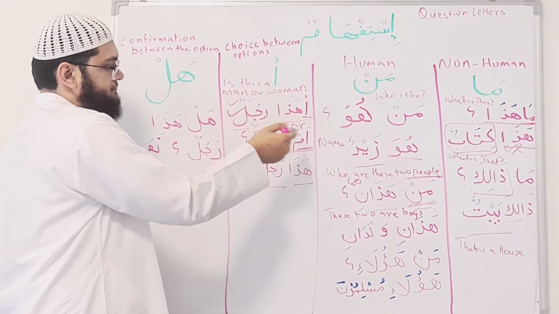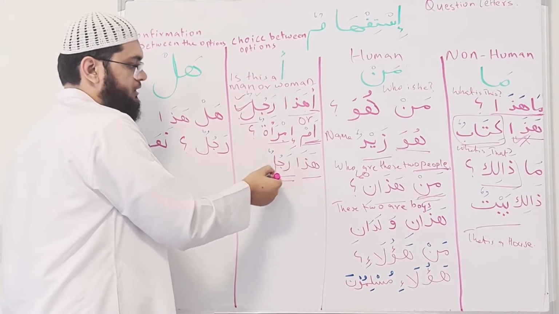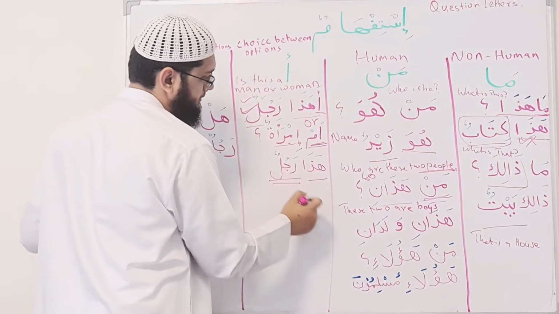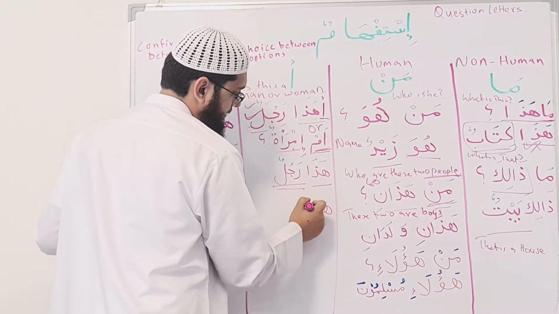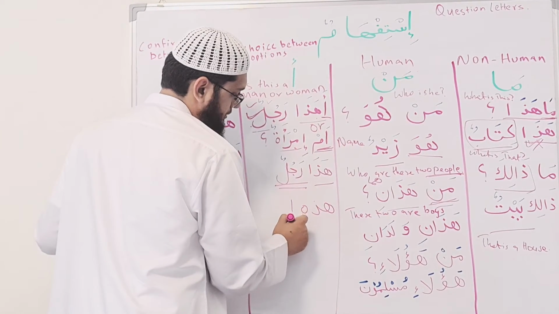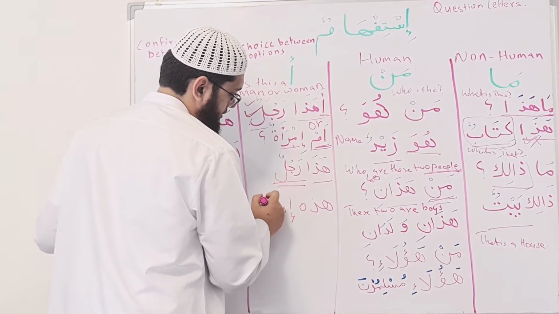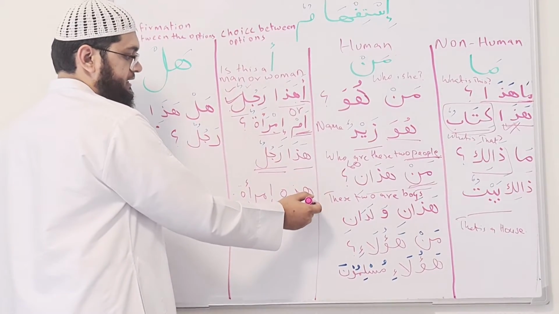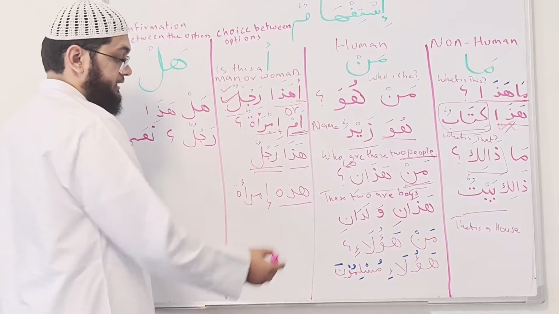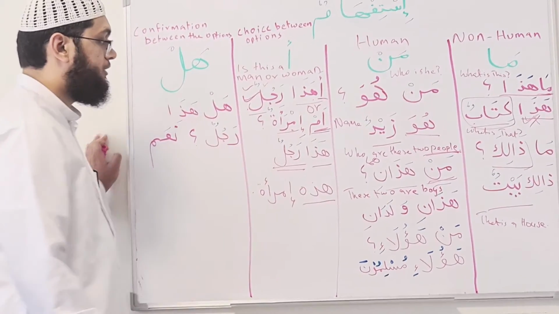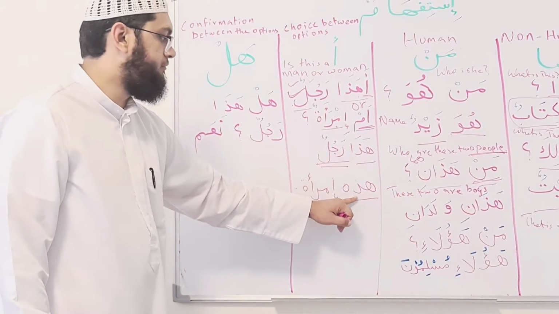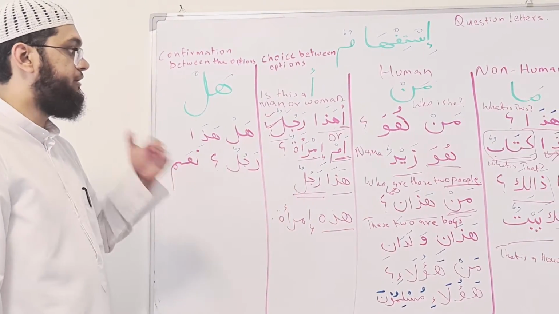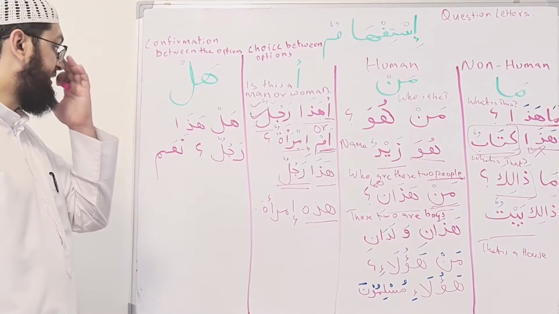So هذا رجل أم امرأة, and I select رجل, هذا رجل. Or someone wants to select a female, then he will say هذه امرأة. You need to change the demonstrative pronoun, اسم الإشارة, because it's feminine and it has to match. So that's how it goes, and you can apply it in many cases.